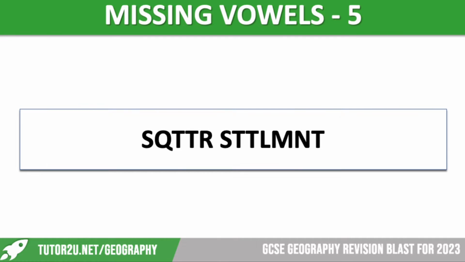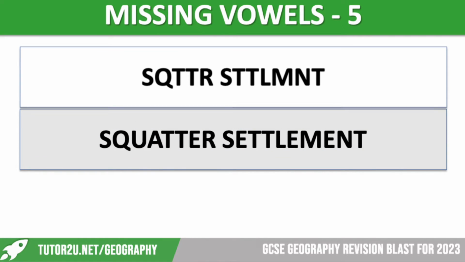Right, our last one. So this is something that you find in many cities across the world. And it is linked to migration and natural increase. Let's have a look. It is a squatter settlement or an informal settlement. Sometimes they're also known as slums, which we'll talk about a little bit more later in this revision blast.